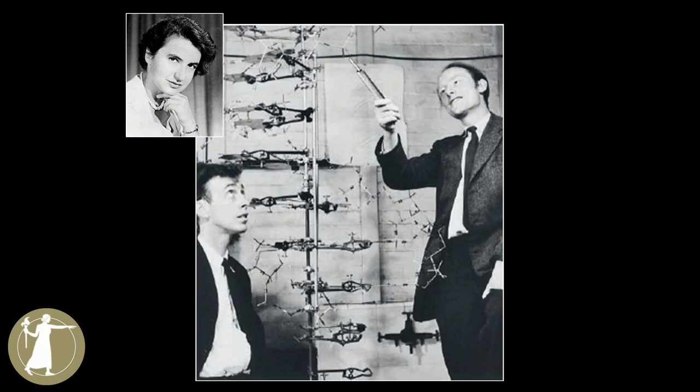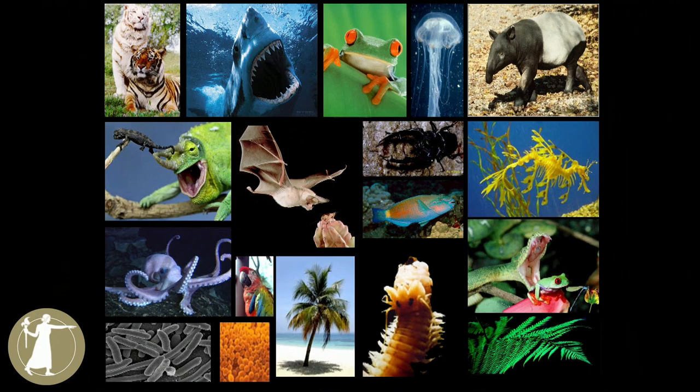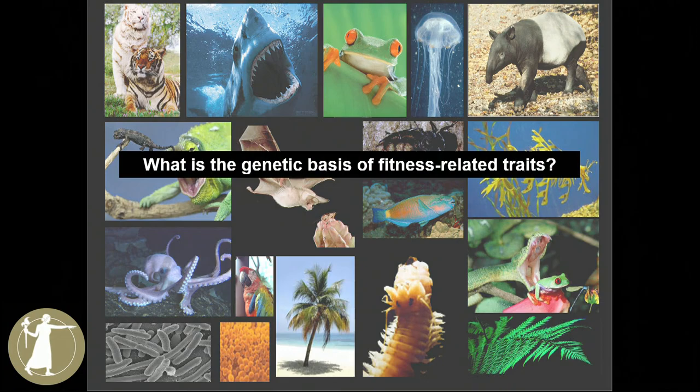So research in our lab is really motivated by the same questions that motivated Darwin, that is, trying to understand how this tremendous diversity in organisms evolved. But thanks to Watson and Crick, we look for answers to that question in the DNA code. So the main question that really drives what we're doing is trying to understand the genetic basis of traits that matter to organisms in their natural populations that improve their ability to survive and to reproduce.